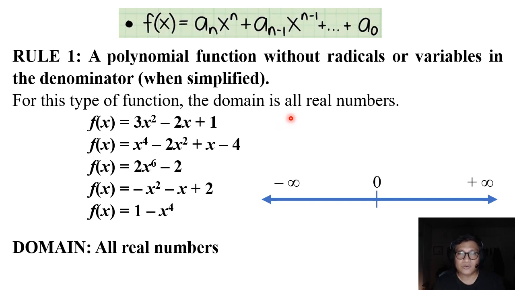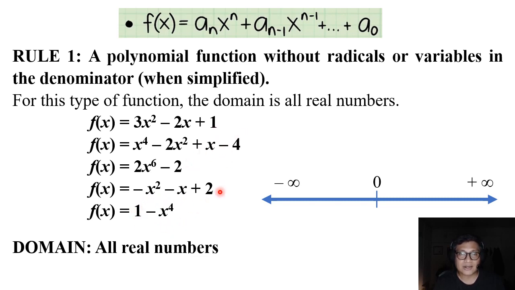So we don't need to find a value of x that makes it undefined or not a real number. Examples of polynomials: we have here a quadratic polynomial, 3x squared minus 2x plus 1. We have a fourth degree polynomial, or a quartic, x raised to 4 minus 2x plus x minus 4. We have a 6th degree polynomial, 2x raised to 6 minus 2. Then another quadratic polynomial, negative x squared minus x plus 2. Then we also have another quartic.